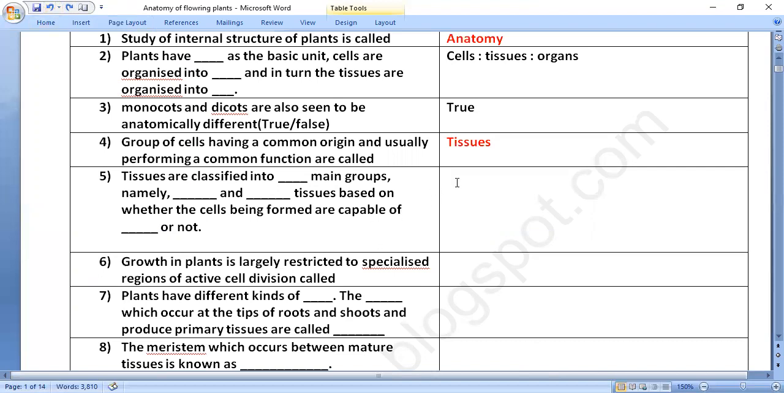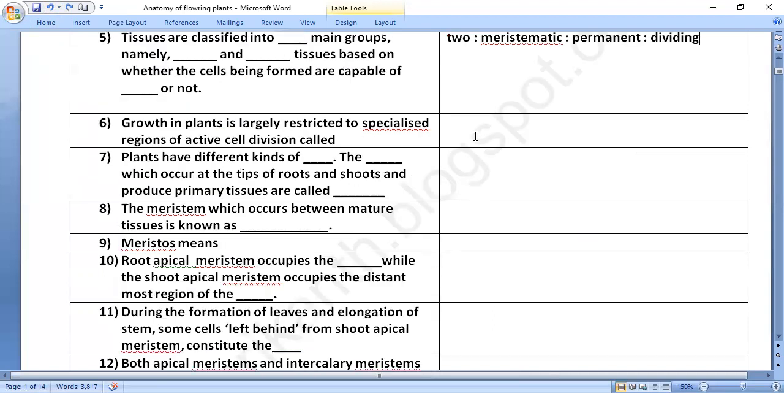Tissues are classified into two main groups, namely meristematic and permanent tissues, based on whether the cells being formed are capable of dividing or not.